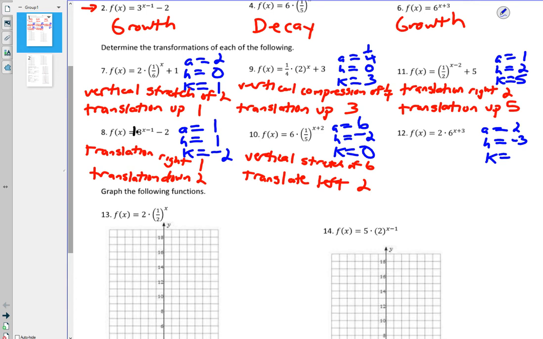Yeah, and then how about K? So then Kiara, you can steal it from Brandon then. Tell me the transformation here. Good, vertical stretch of 2. And then translation.